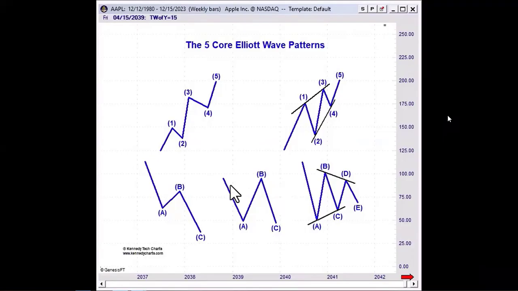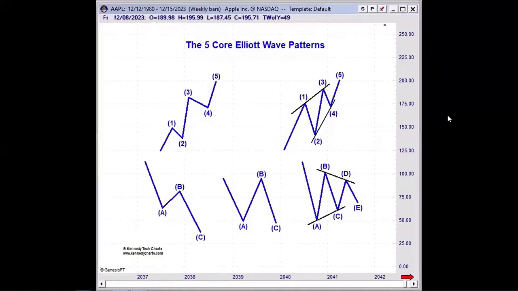Whenever we begin talking about the flat pattern, we'll talk about some of its variations, for example, the expanded flat and then the running flat and so on. But today and this week, I specifically want to focus on impulse waves. So that's what we're going to be studying in today's lesson. So let's go ahead and get started.